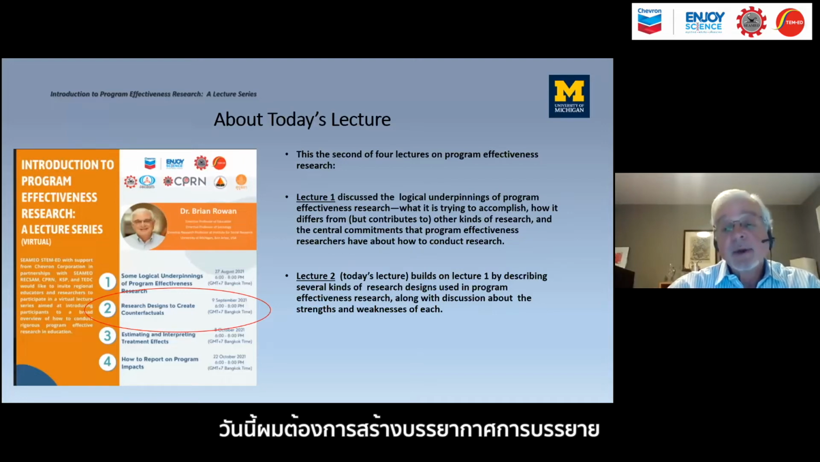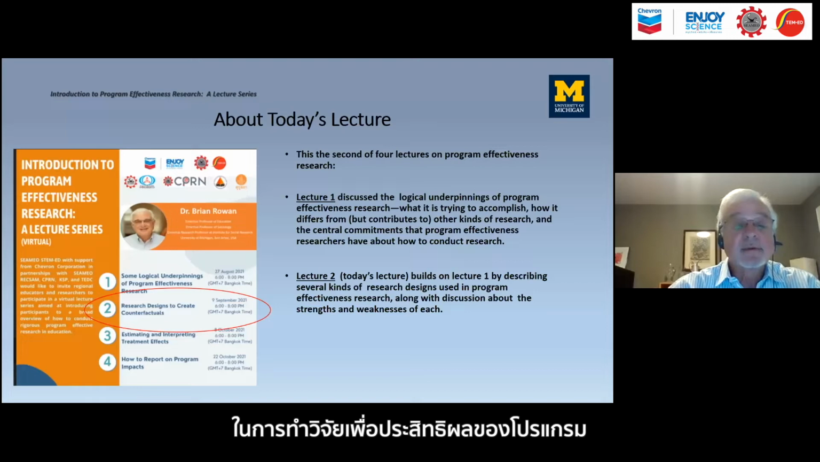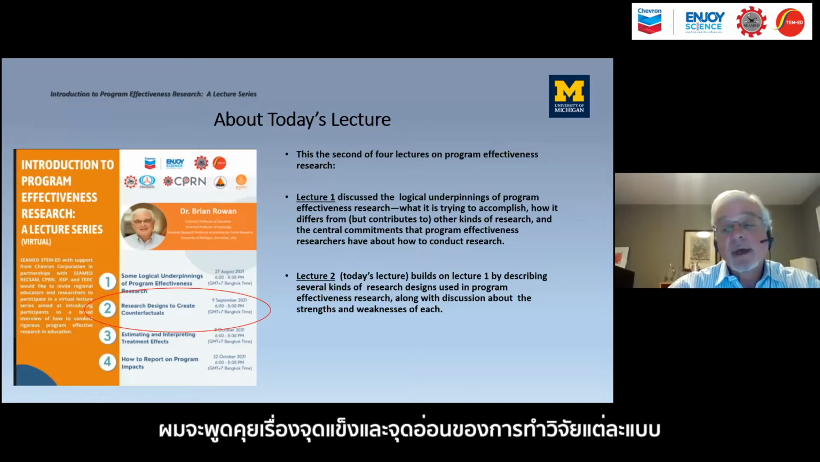Today, I want to build on that lecture by describing several kinds of research designs that are used in program effectiveness research. And along the way, I hope to discuss some of the strengths and weaknesses of each.